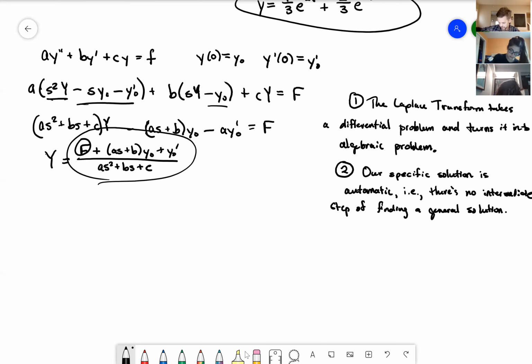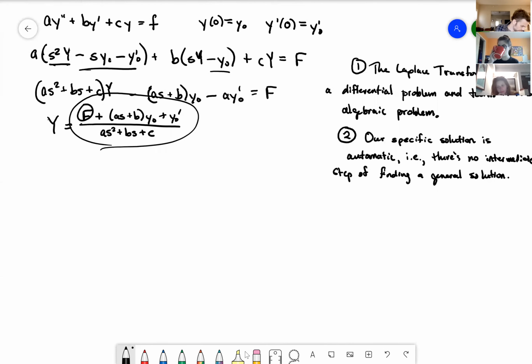So really, that's an interesting thing about this Laplace transform: it's very different from the ways that we've been solving problems so far. It completely skips this step of finding a general solution. It doesn't find a general solution at all. We go straight to the specific solution, which is actually a good thing in some ways.